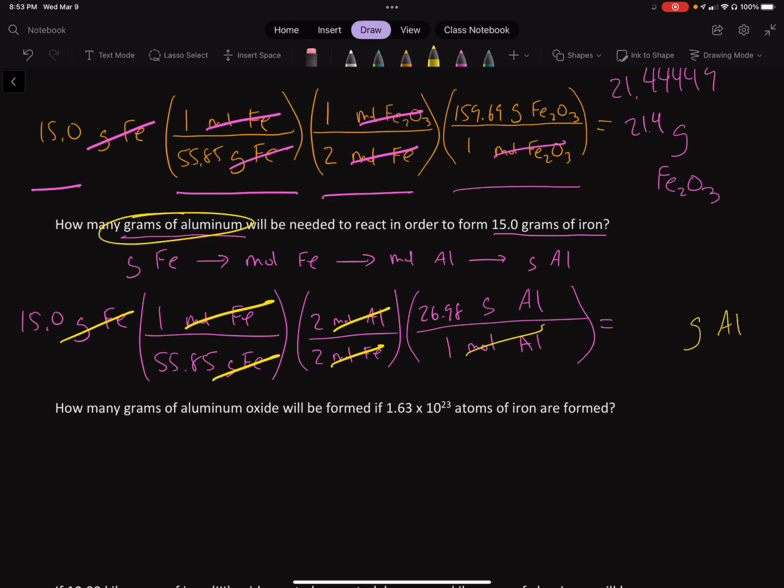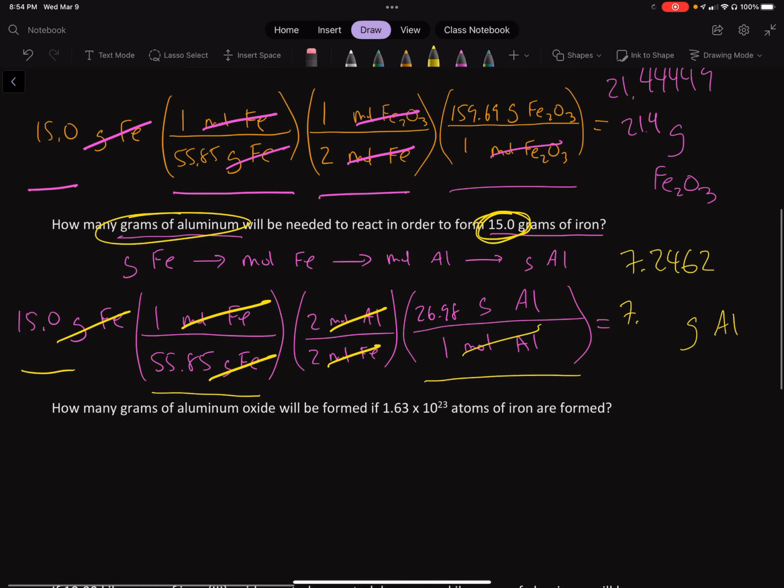So in your calculator, you're doing 15 divided by 55.85 times 2 divided by 2. That's just 1, so you can skip that, times 26.98. And my calculator told me 7.2462. And since the 15.0 had 3 sig figs, we will round that down to 3 sig figs. So 7.25.